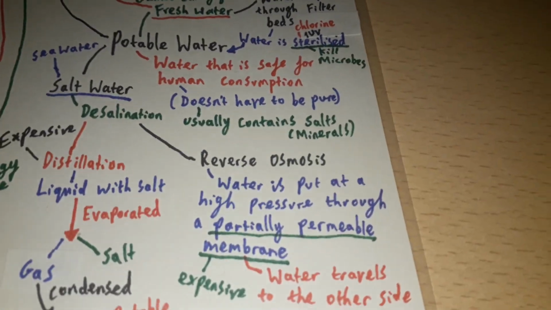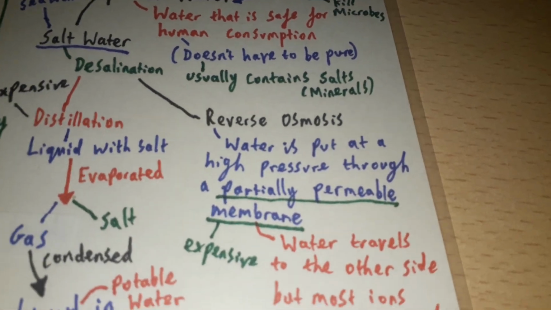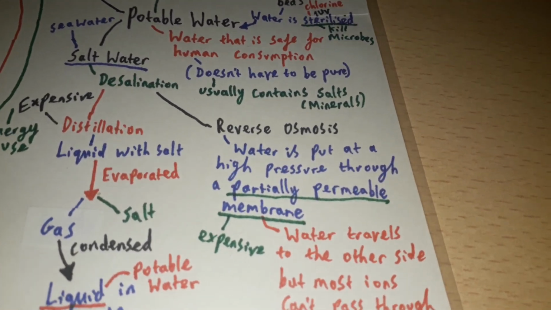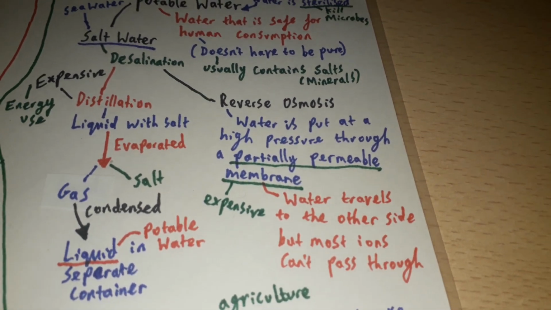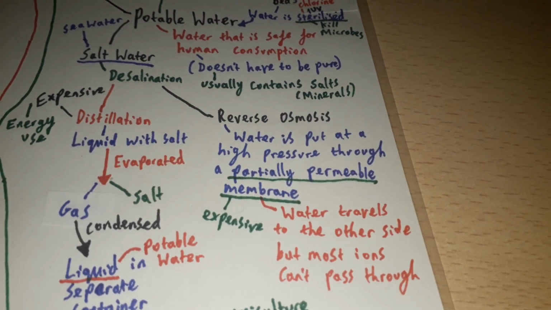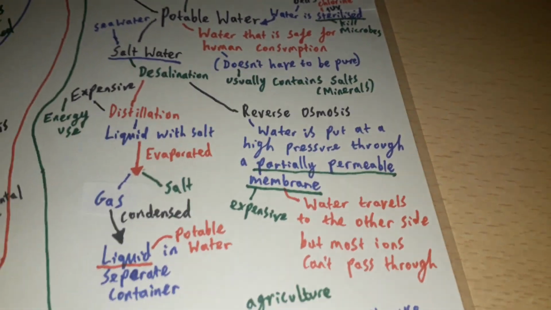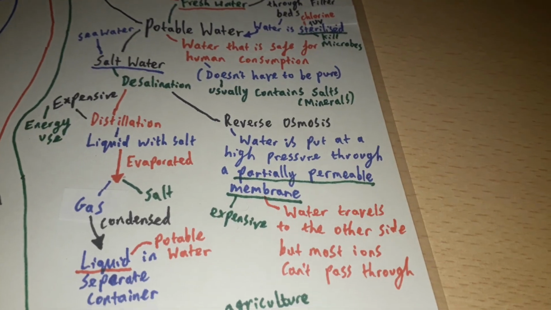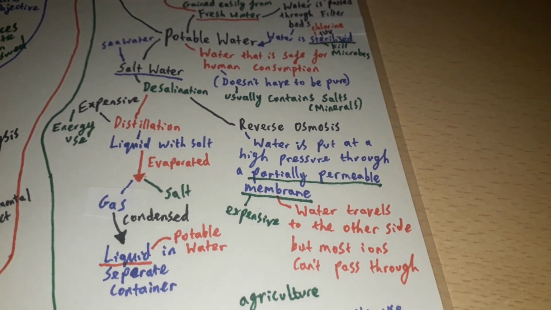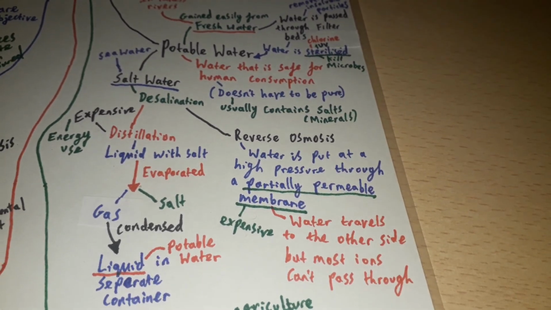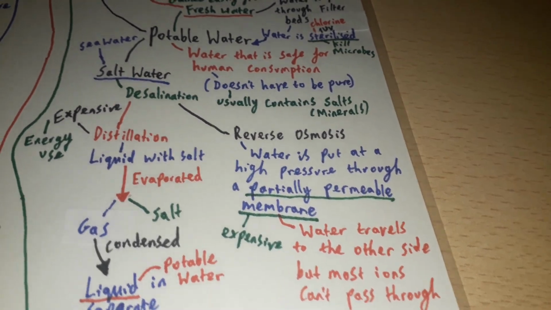Another way of doing this is through reverse osmosis. This is where water is put at a high pressure through a partially permeable membrane. Basically what happens here is that water travels to the other side. Most ions can't pass through, so all the water goes through, but the ions don't, meaning they will stay behind. This is also expensive because you have to pay a lot for the partially permeable membrane.